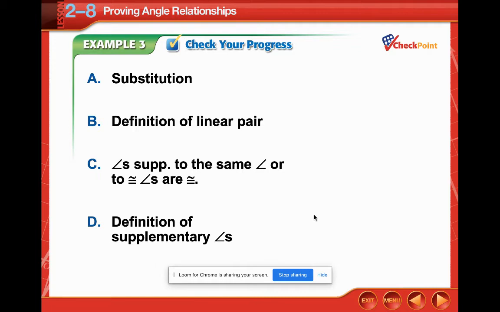All right, let's check it out. Were you right? You were right if you said C. Angles supplementary to the same angle or two congruent angles are congruent.